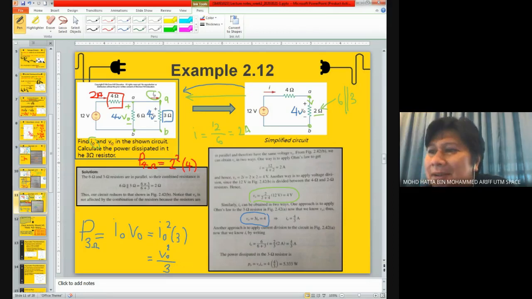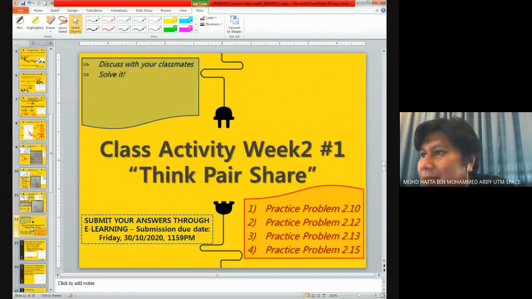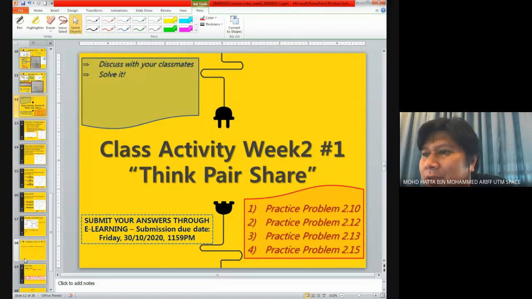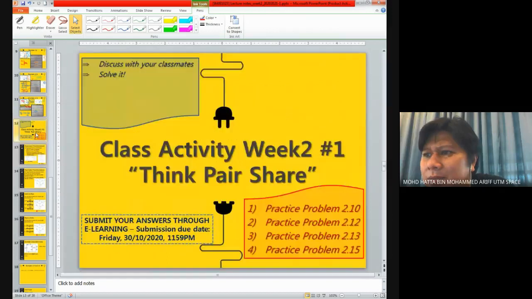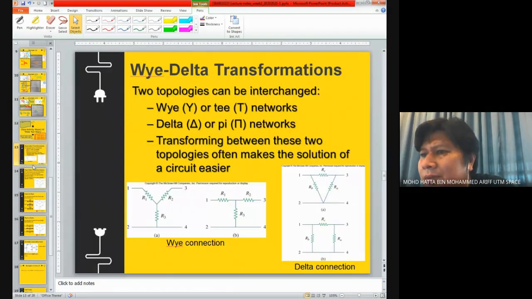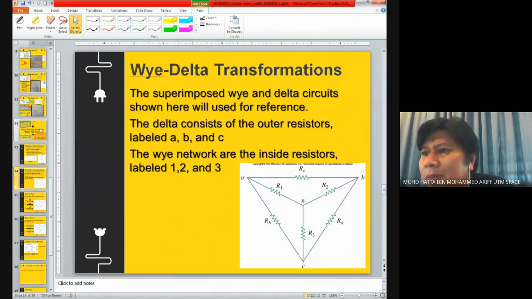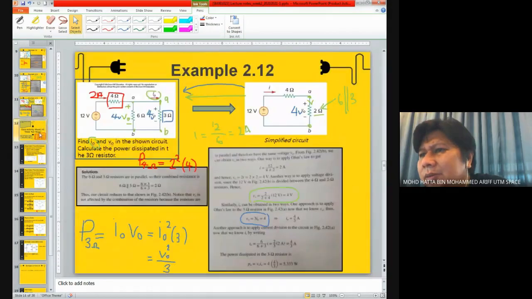All right, that's for part one. Actually, I have another part. I was going to explain about delta-Y transformation, but I think I'm going to stop, because now it's already 10:40. I don't know whether I'm a bit rushed. Maybe I can proceed. Maybe I can proceed.